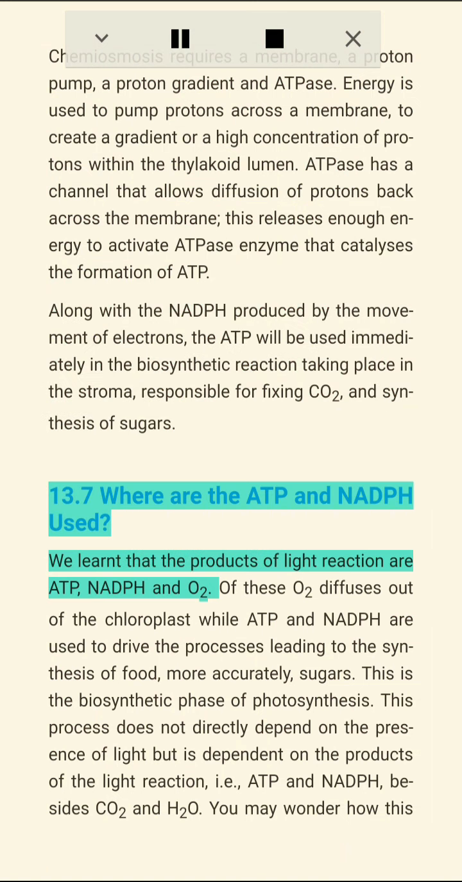Along with the NADPH produced by the movement of electrons, the ATP will be used immediately in the biosynthetic reaction taking place in the stroma, responsible for fixing CO2 and synthesis of sugars.